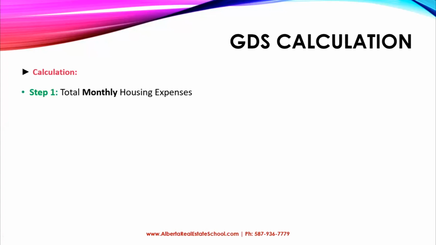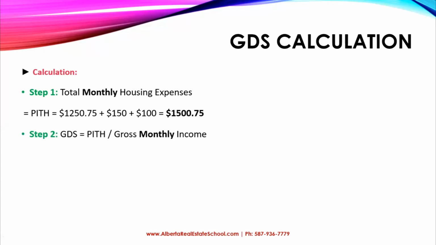our monthly housing expenses would be PITH, which is $1,250.75 for the mortgage, plus $150 for taxes, plus $100 for heating costs, which gives us $1,500.75. And then step 2 is we divide that by our gross monthly income, which in this case is $7,000, and we get 0.21, which gives us the GDS ratio of 21%. So overall, our GDS ratio here is 21%.